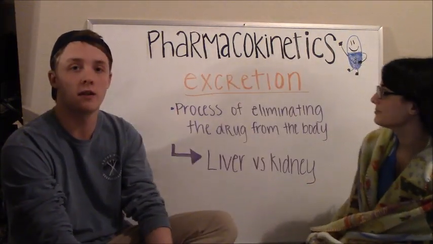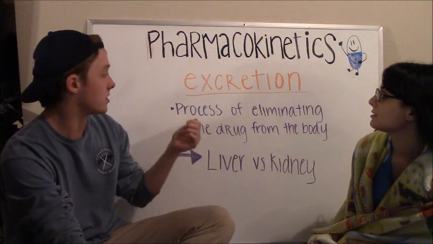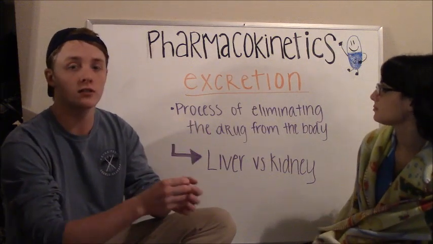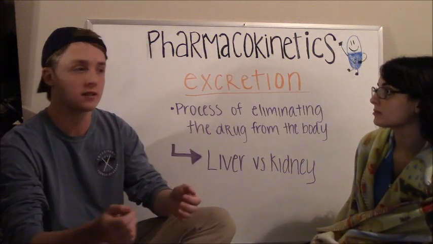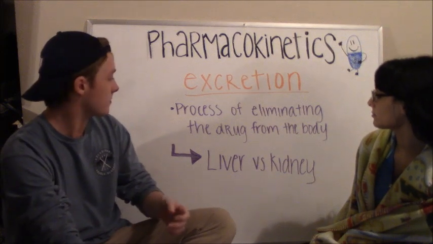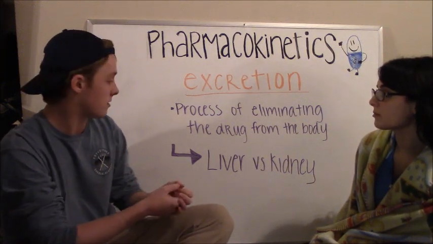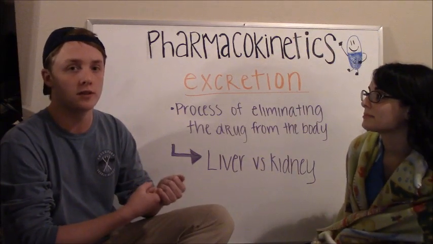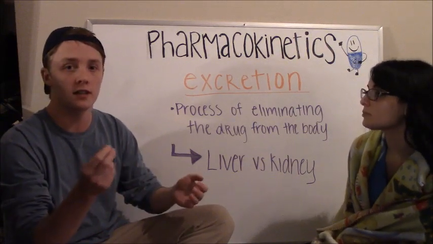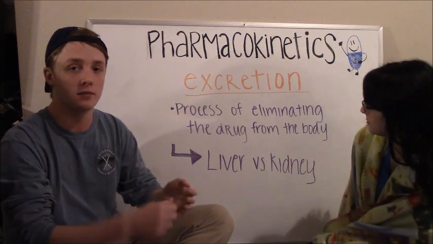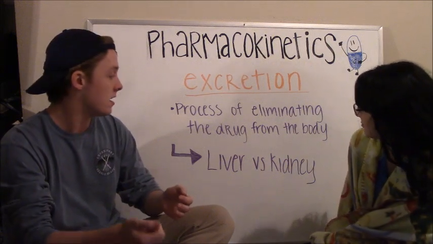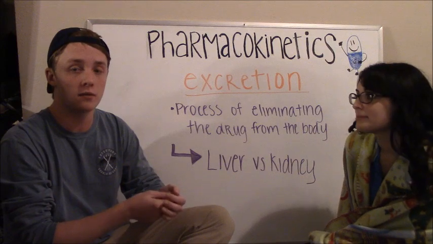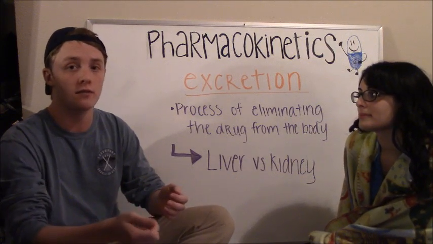And then the final part of pharmacokinetics is excretion. And excretion is actually removing the drug entirely from the system. And that's done through two pathways, either through the liver or the kidney. And the liver will absorb the drugs, filter it into the bile, and then it will be removed from your body through feces. And then the kidney will also absorb the drug and remove it through urine.